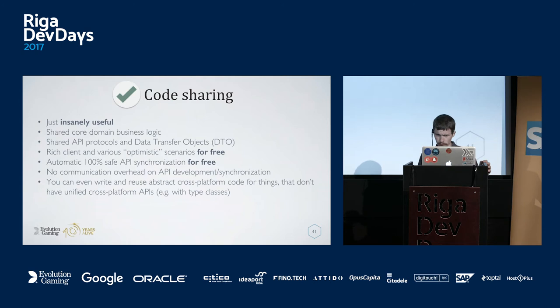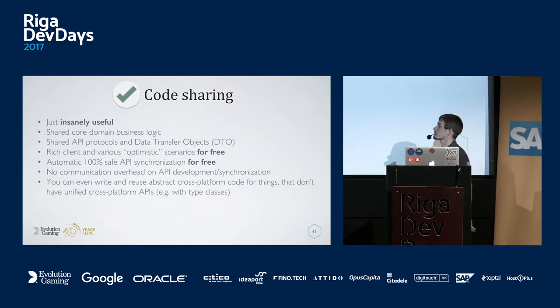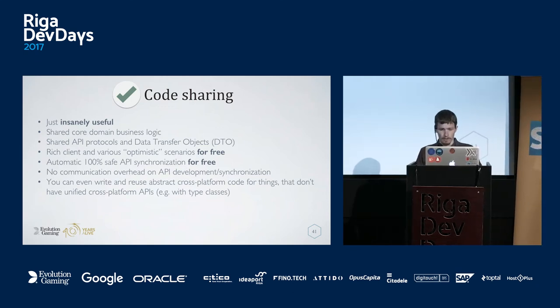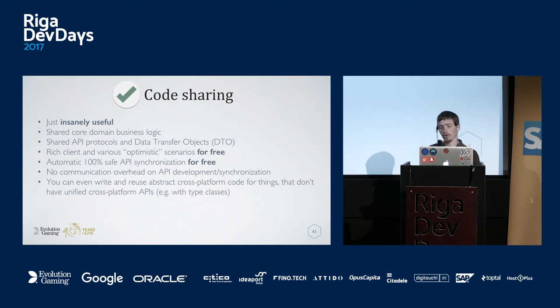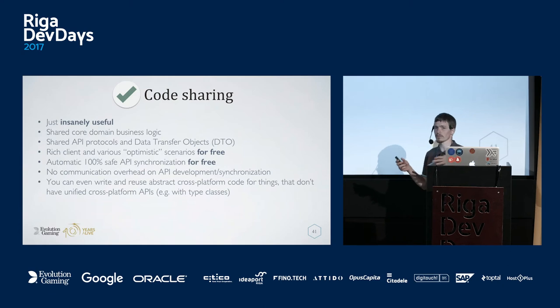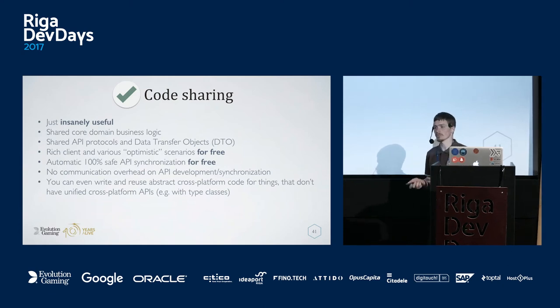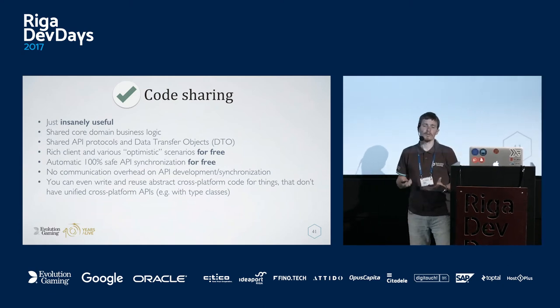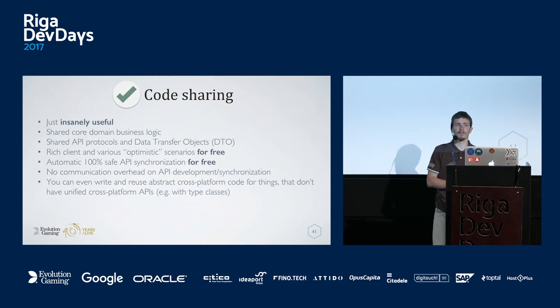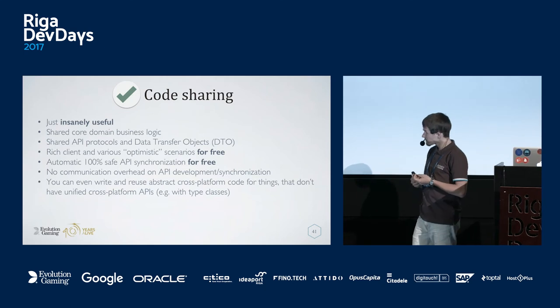And the first thing on the list is, of course, code sharing. It is just insanely useful. I can't really stress it more. You can probably recall this hype in the JavaScript community when everybody was talking about isomorphic code, or as it was also called, universal code, where you write a single piece of code and you run it both on the server, on Node.js, and in the browser. So this is the same thing for Scala code.